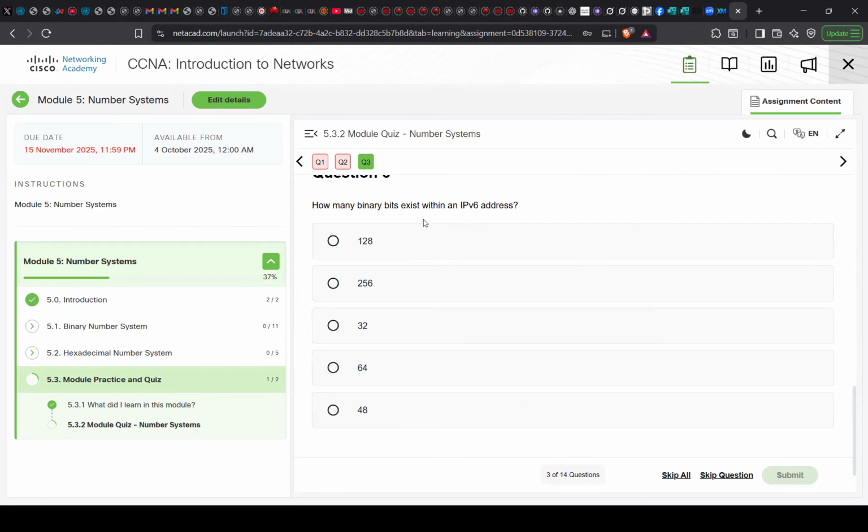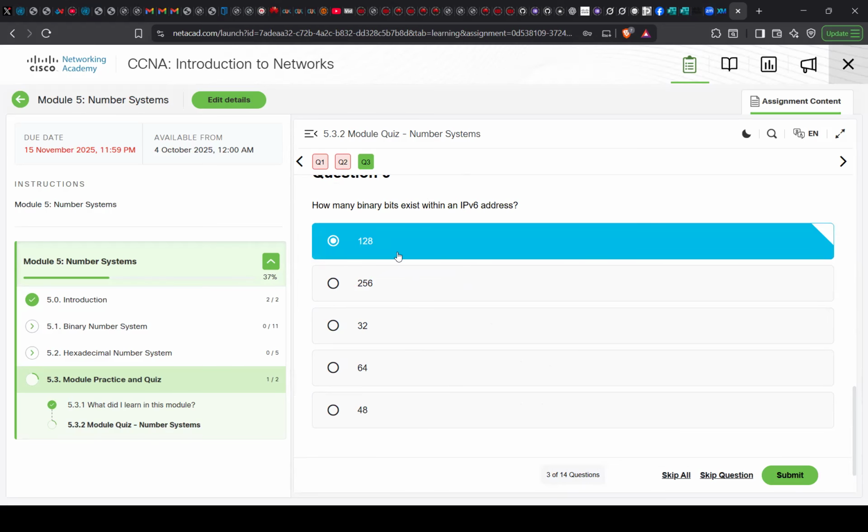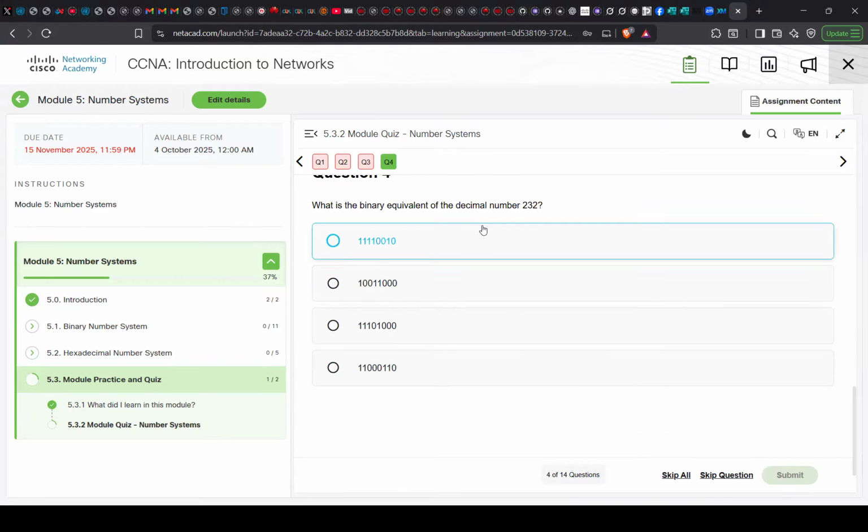How many binary bits exist within IPv6? IPv6 is 128. I think we have not talked about IPv6, but I mentioned it should be 128. Then you can skip and see. So you can try that.